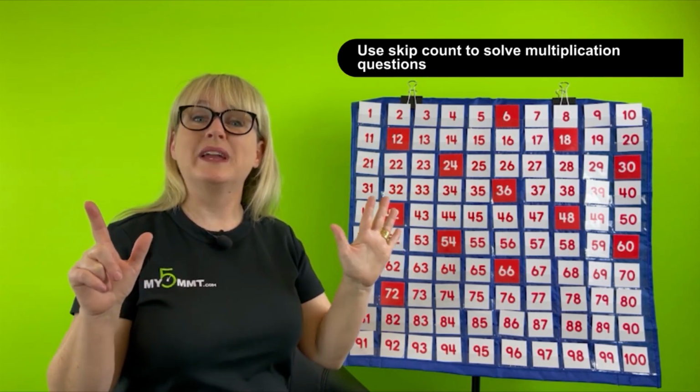When we look at multiplication, we may say, what's 7 sixes? We can put 7 fingers up, and until we know this one off by heart, we can use our skip count to work out what 7 sixes is. We count 6, 12, 18, 24, 30, 36, 42. We can also use it to divide.